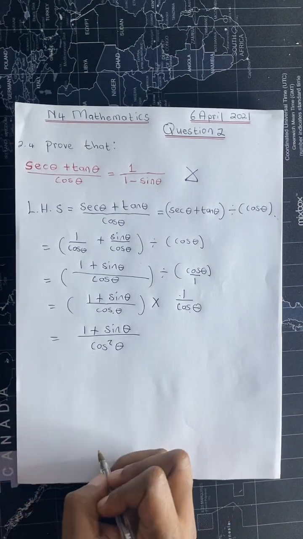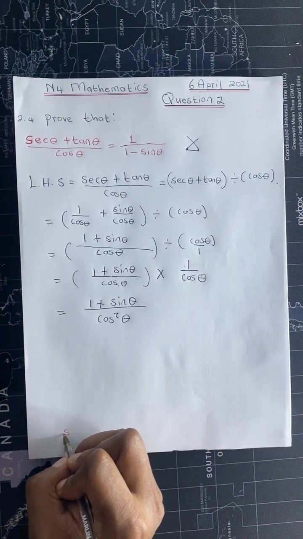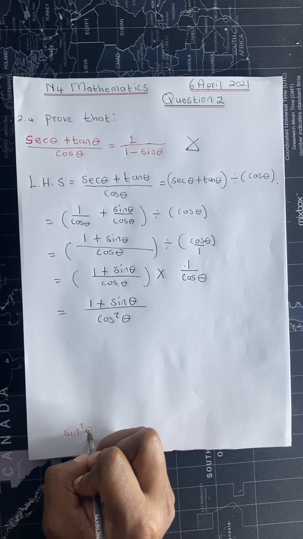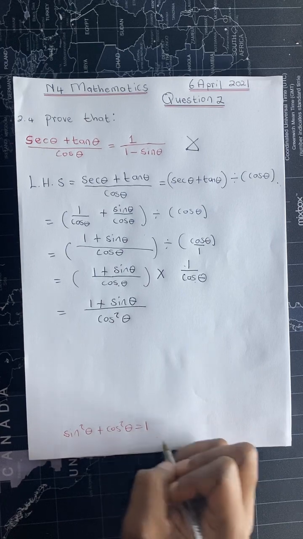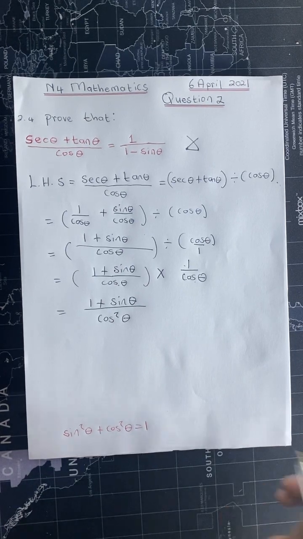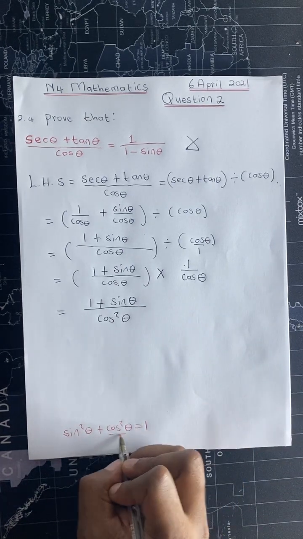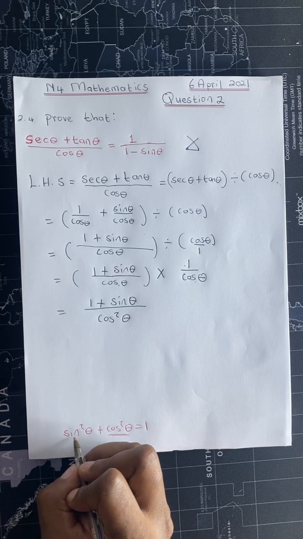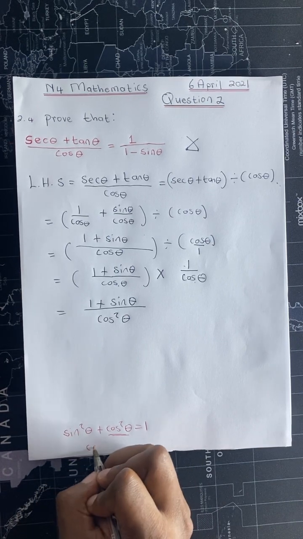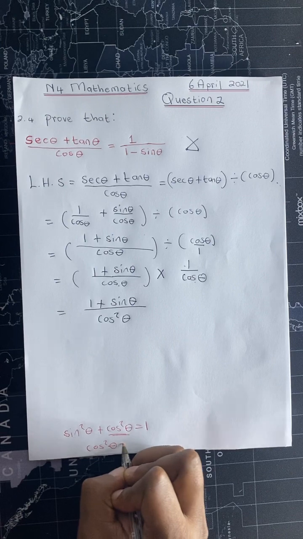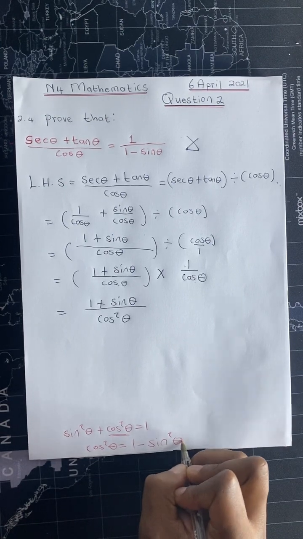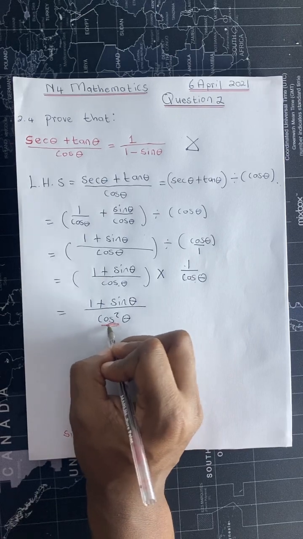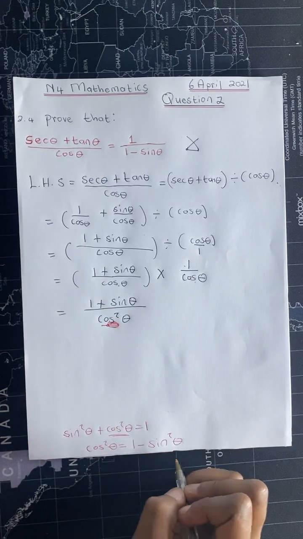So our trigonometric identities, sin squared theta plus cos squared theta is equals to 1. This is also available on our formula sheet. We make cos squared theta the subject of the formula by taking this sin squared theta to the right. So cos squared theta will be equals to 1 minus sin squared theta. So in the place of the cos squared theta, we will substitute 1 minus sin squared theta.